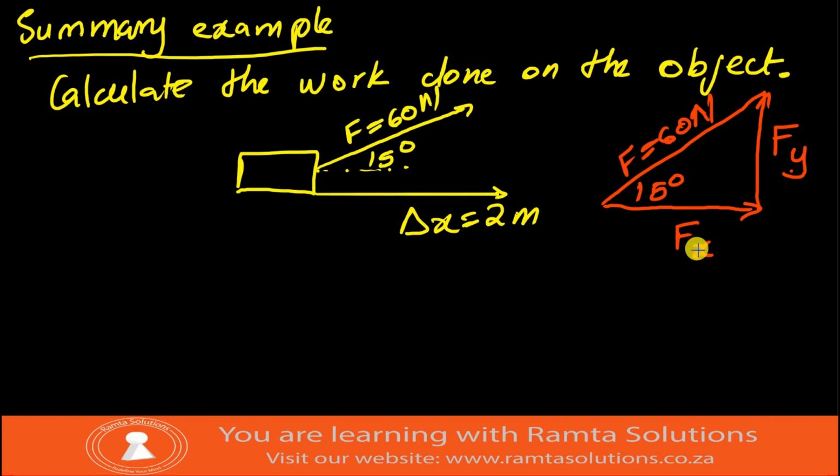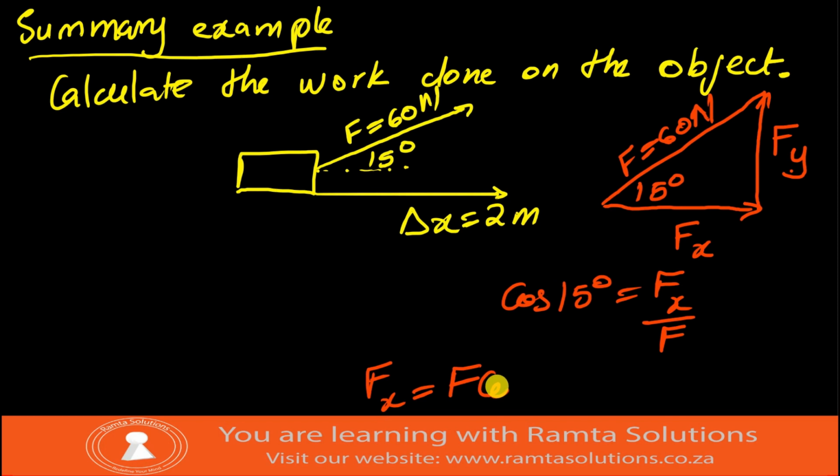But F sub x will give us the results. As you can see, F sub x is adjacent to the 15 degrees. So we can use cos 15 degrees equals F sub x over F, which gives F sub x equals F cos 15 degrees. That is 60 cos 15 degrees.